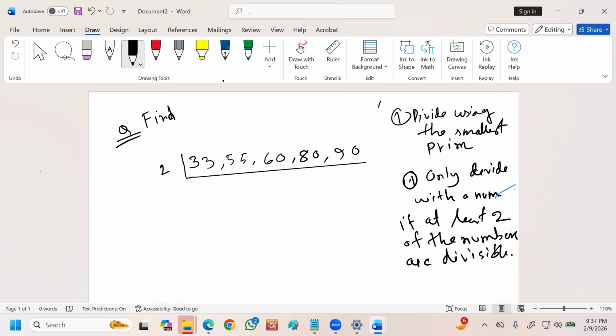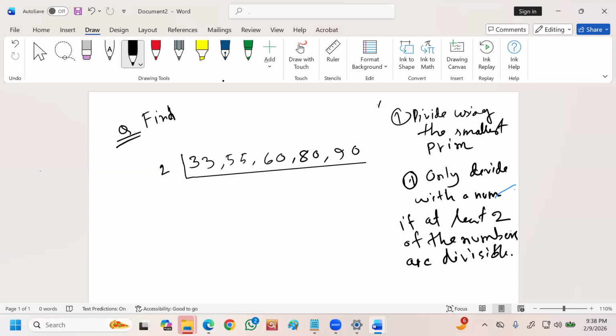Okay, so what I was talking about is the first thing: you have to divide the numbers using a prime number, and try to use the smallest prime number at first. Then if the number can divide at least two of the numbers, then you can use it. If it can divide only one, or it cannot divide any number, then you cannot use it, right? Then you can consider the next prime number. This is how the process goes until we get all the numbers as prime numbers at the very last. Okay, so now let's see how we can do this.